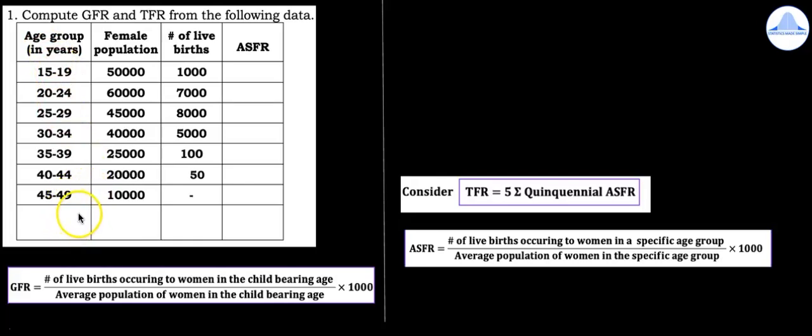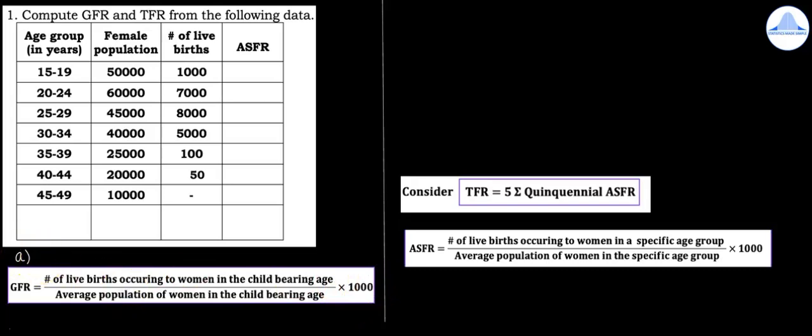In those cases you should not consider the age groups before 15 to 19 and you shouldn't consider age groups after 45 to 49. You have to ignore them. So GFR should be calculated only for women in the childbearing age. So let us first write the formula for GFR. GFR means general fertility rate, that is number of live births occurring to women in the childbearing age divided by average population of women in the childbearing age into 1000.